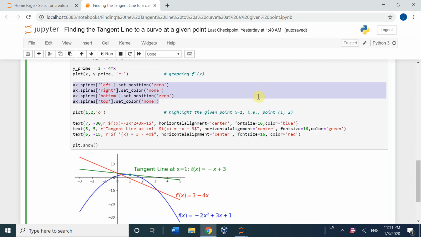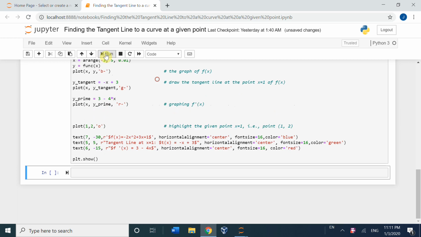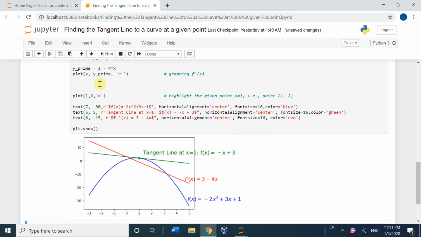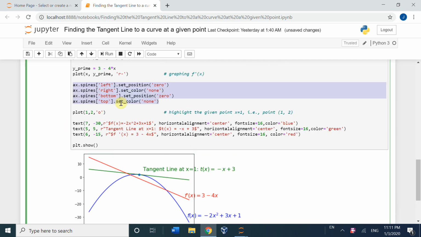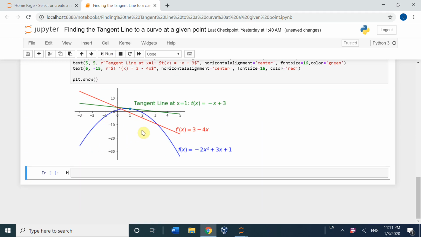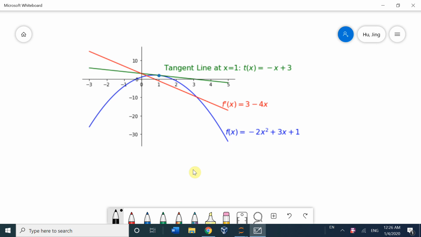If we delete those, now let's run again. So you see the difference, you would see the y-axis is not in the middle. Now let's go back and run again. So you will see the difference. I just copy-pasted the figure here.